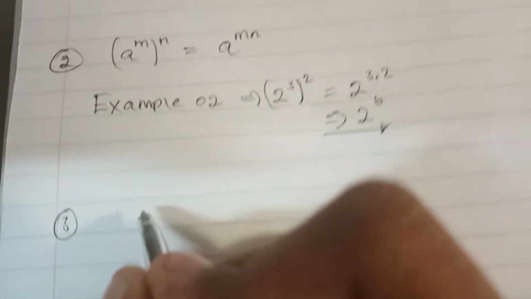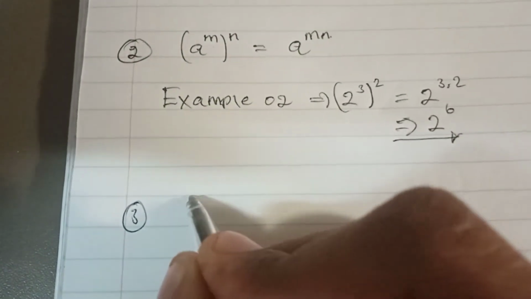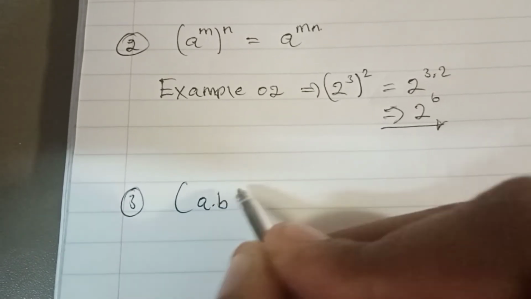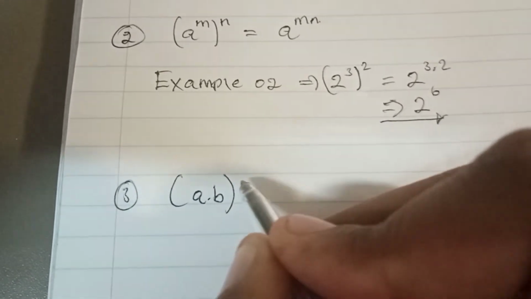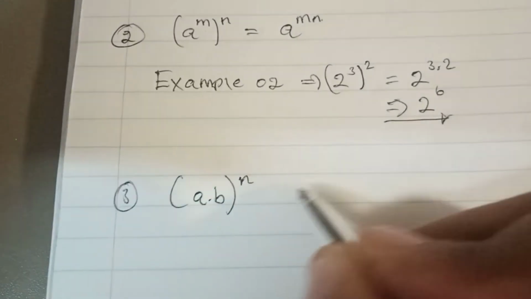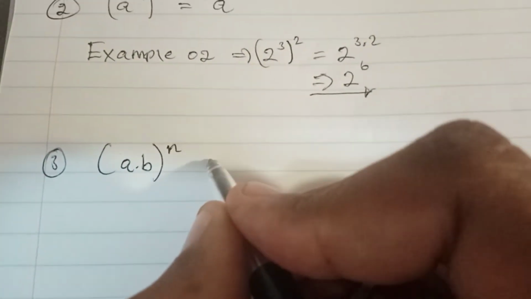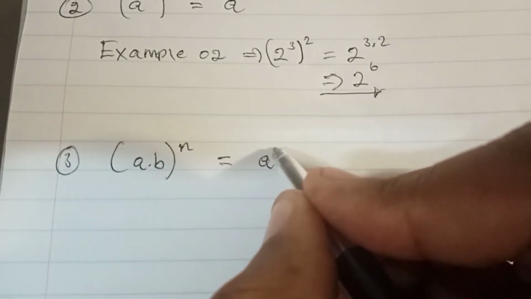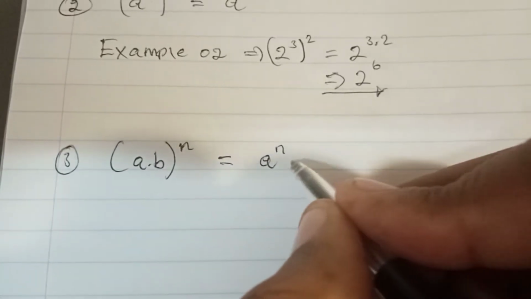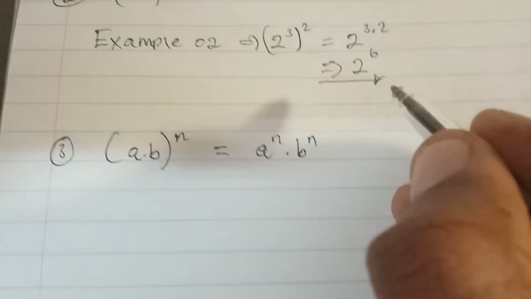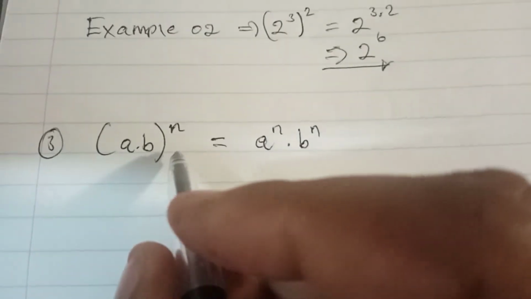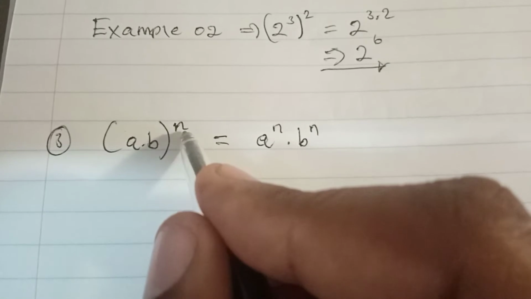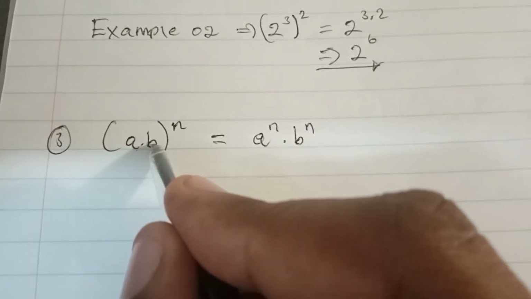So now let's have the third law. For the third law, we're going to have a multiplied by b, close bracket, all raised to the power of n. According to this law, this is equal to a to the power of n multiplied by b to the power of n. So basically what we do here is just distribute n to a and b.